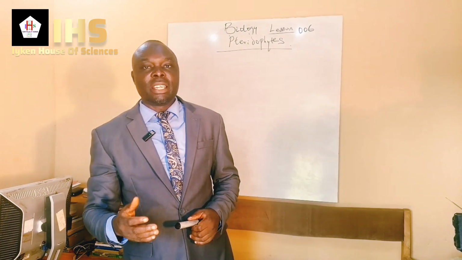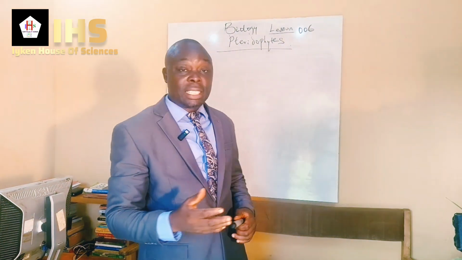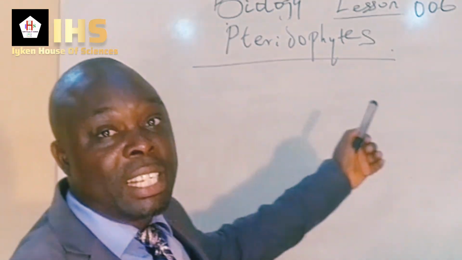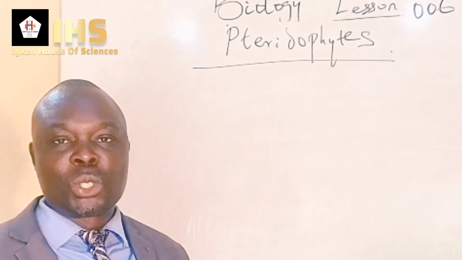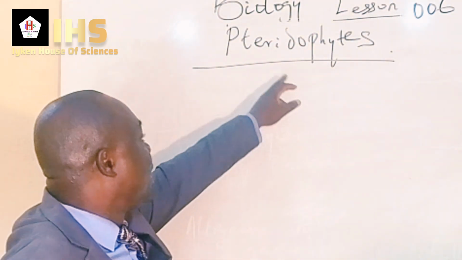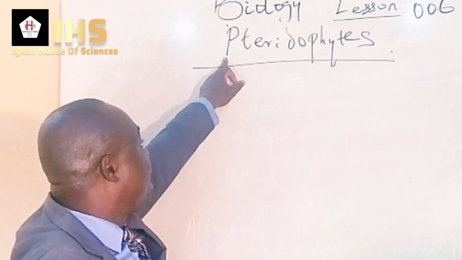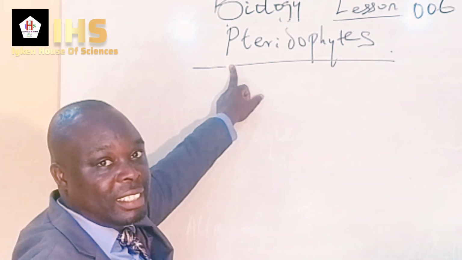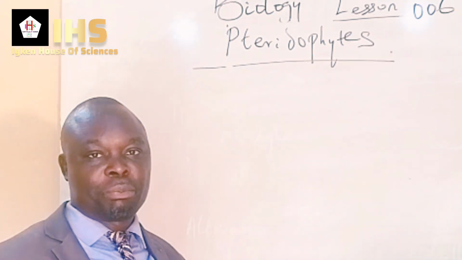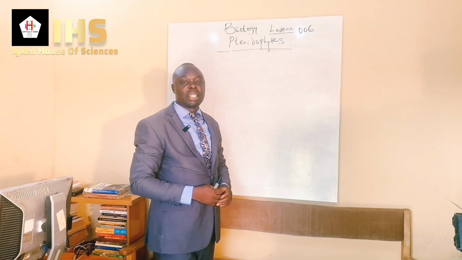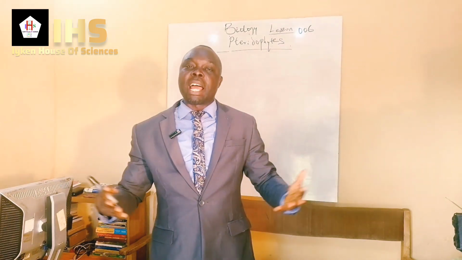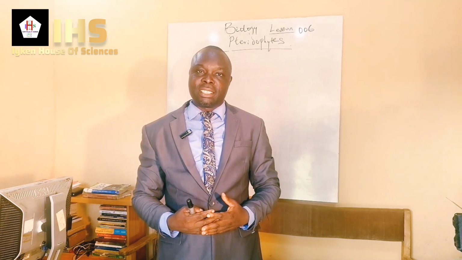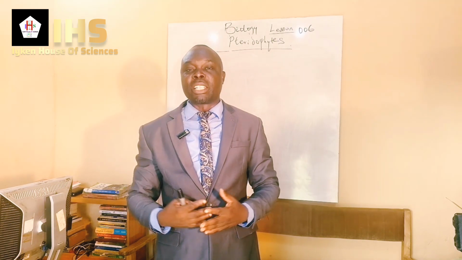Again, the lycophytes and the pteridophytes. This class is going to be on pteridophytes. Today, we'll discuss the pteridophytes. The P here is silent. Pteridophytes. The pteridophytes are terrestrial plants. They live on the land.